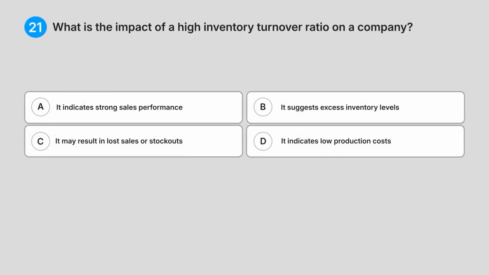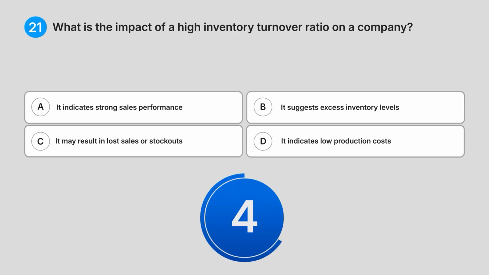21. What is the impact of a high inventory turnover ratio on a company? A. It indicates strong sales performance. B. It suggests excess inventory levels. C. It may result in lost sales or stockouts. D. It indicates low production costs. What do you think is the answer?